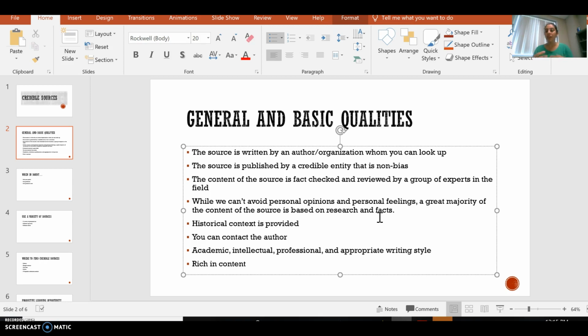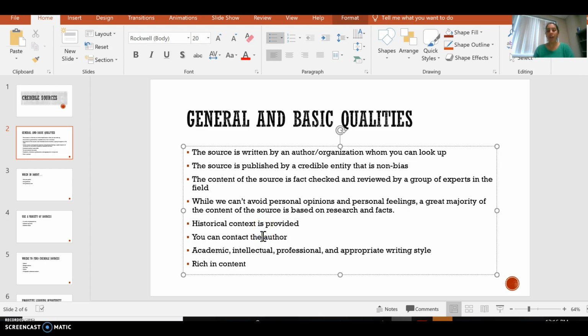And when you're reading your source and it has all of those qualities, then you are looking at a well-written source, a credible source. But if it's just based on a person's personal experience and perspective, and all they're writing about is information that reflects their lens and how they're viewing the world through their own lens, then you're not looking at the best credible source. Most credible sources give you historical context about the topic.